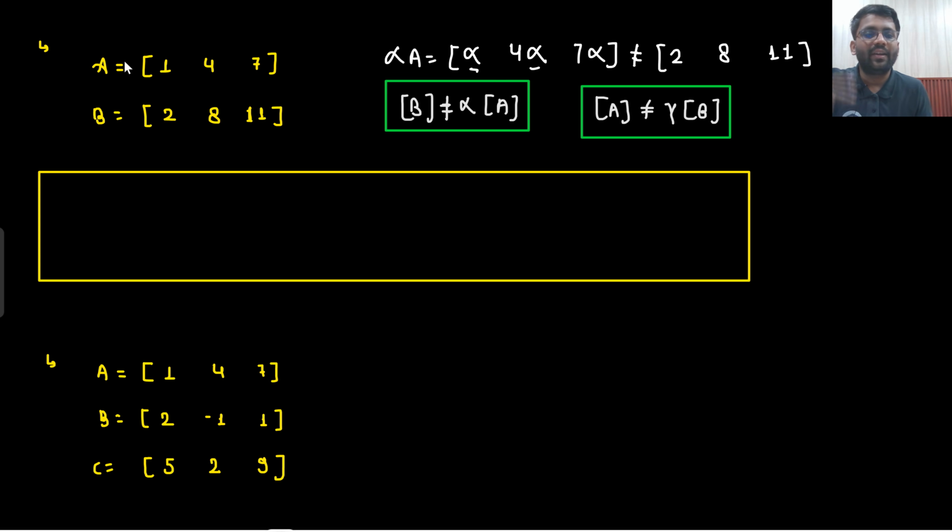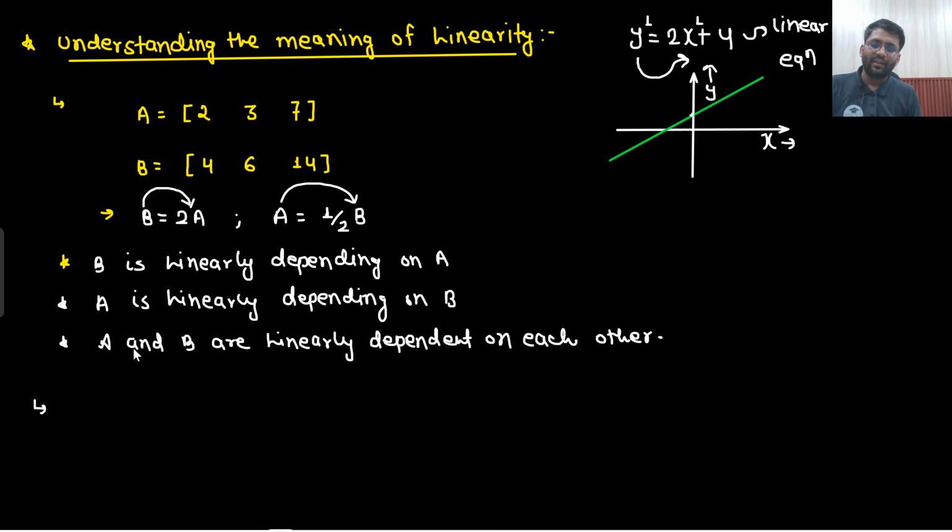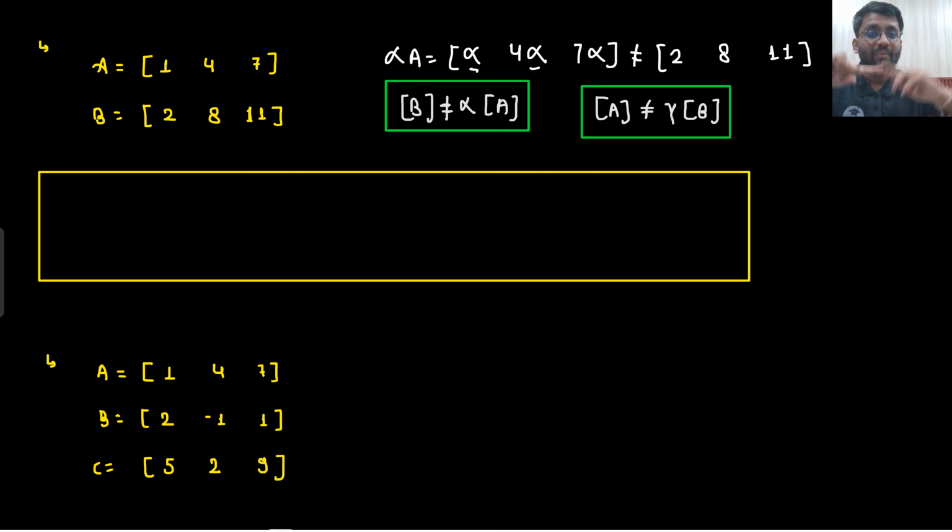B is not linearly depending on A. Or you can say A and B are independent of each other. Here what did I say? A and B are linearly depending on each other. Here what I would say, A and B are independent of each other. Again, let me repeat the statement.